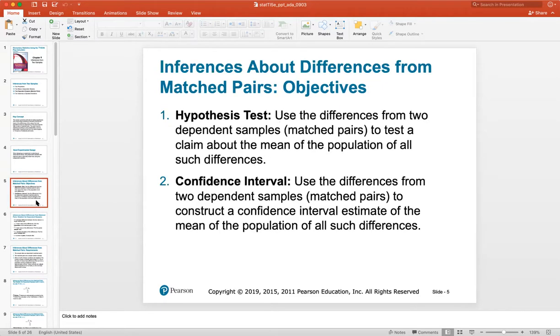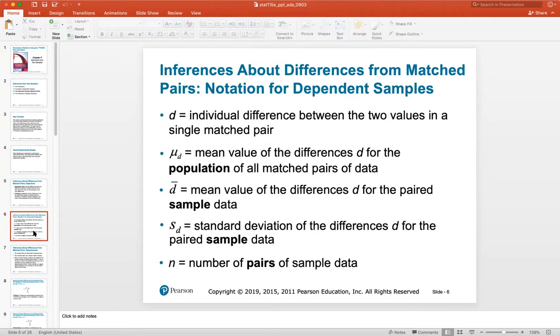Okay, so definitely what we did in 9.2, here we're going to figure out how to do a hypothesis test and the confidence interval, how to figure out the conclusion about the hypothesis test, and then how to estimate the confidence interval. The idea is simple. The first thing we're going to find out is D. What's D? It's the individual difference between the two values in a single matched pair.